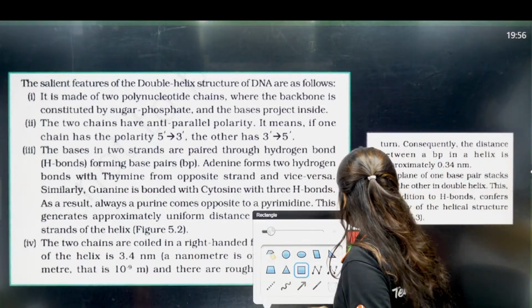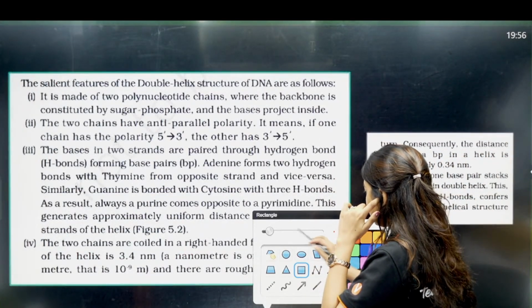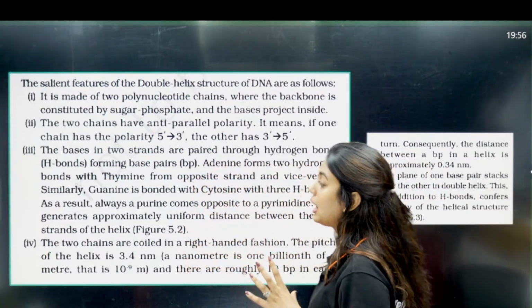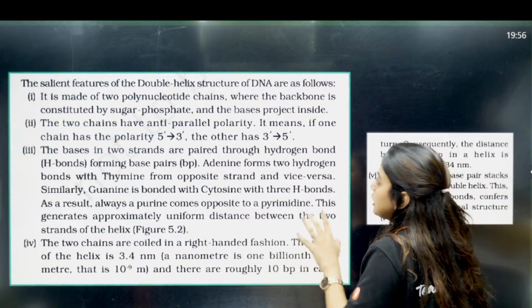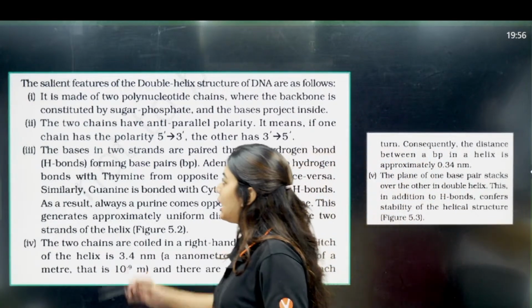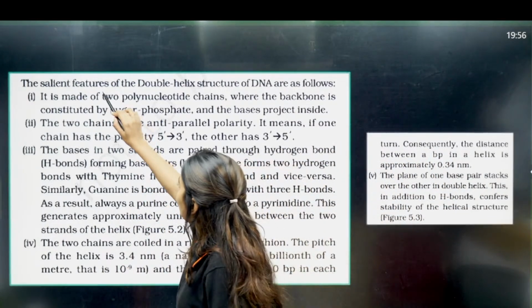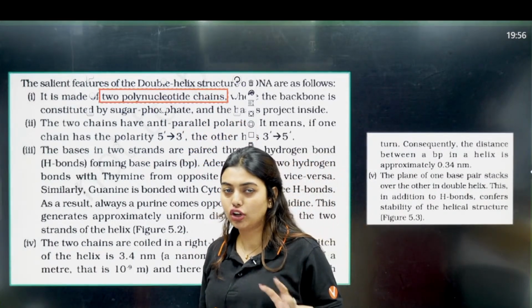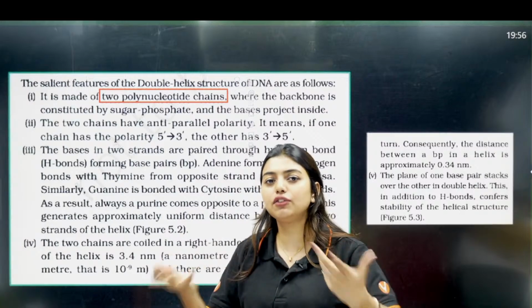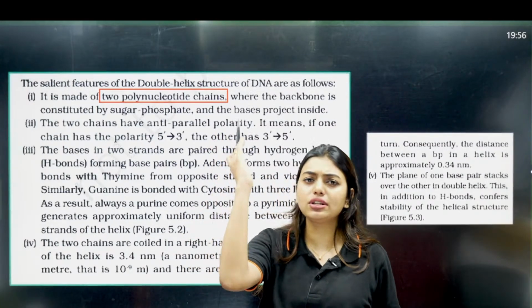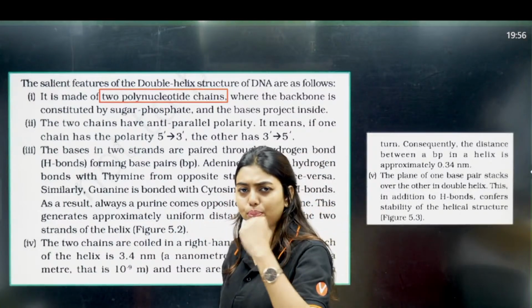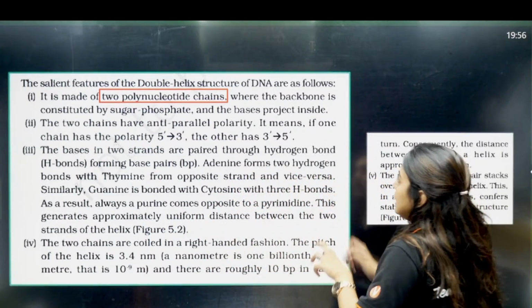Now let's understand the salient features of DNA. The salient features of the double helical structure of DNA are as follows. It is made up of two polynucleotide chains. We know what a nucleotide is. We know many nucleotides together form a polynucleotide chain, and it's a double helical structure, one strand going around the other.